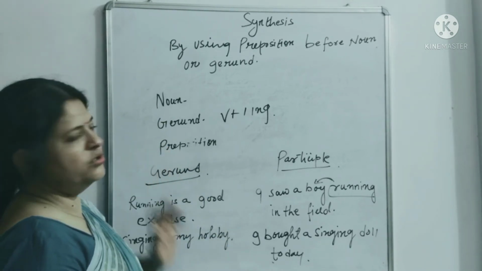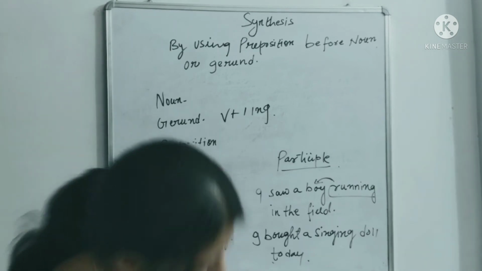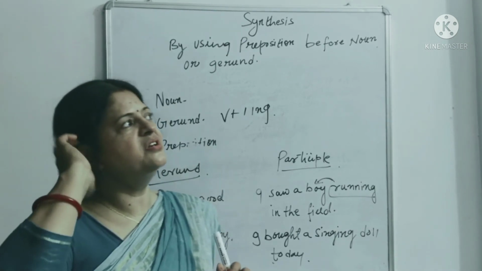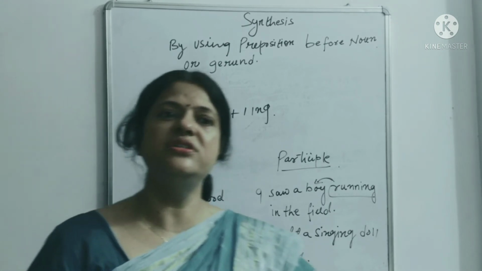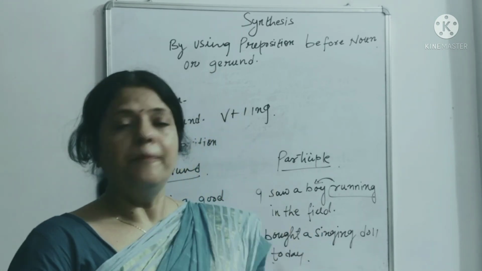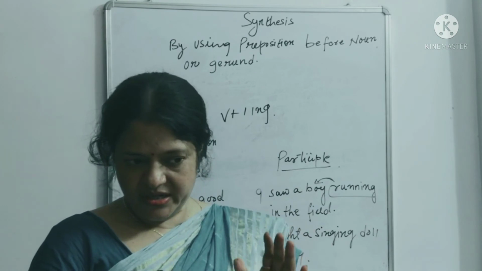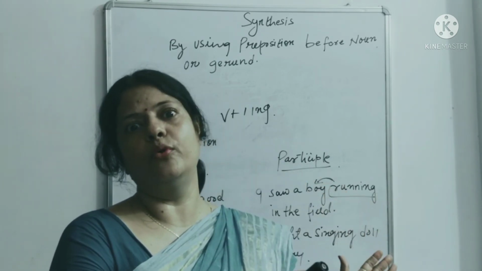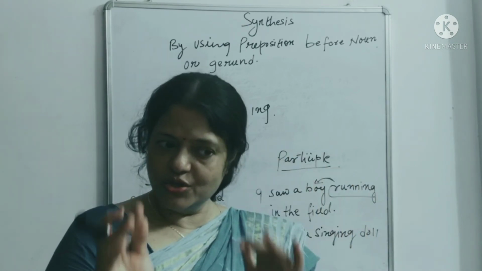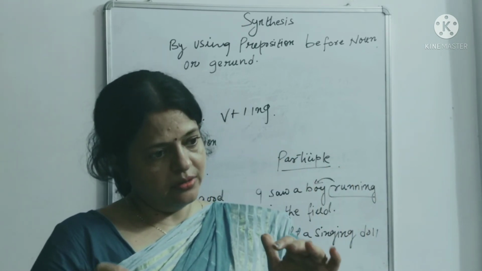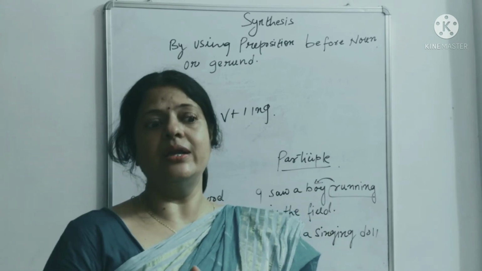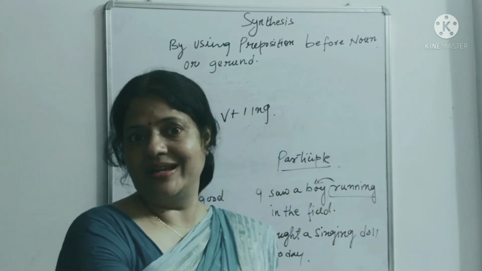Now let's come to the preposition. If we know about the preposition in detail, let me tell you first the definition of preposition. What is a preposition? A preposition is a word which is placed right before the noun or pronoun, and it also tells the relation between that noun with another noun or pronoun in the sentence.